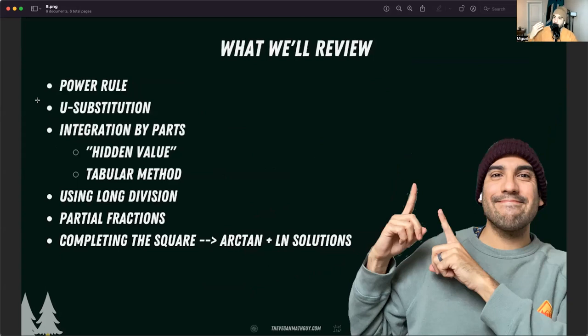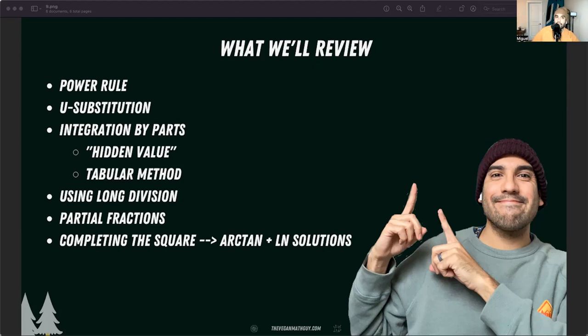Well, today I want to continue reviewing integration techniques. So this is kind of like the outline that we're going to do. We have the power rule, we have U-substitution type problems, then we have some integration by parts, and with that, I'm going to talk about something called the hidden value and the tabular method. Some people call it something different. I believe people call it the tic-tac-toe method. Some people call it the tabular method, and then some people call it the I-late method, I believe. But tabular method, we'll just keep it like that. Then we'll talk about using long division when it comes to integration with some partial fractions, and then we'll top it off with completing the square and give you some examples of arctan and then natural log solutions.